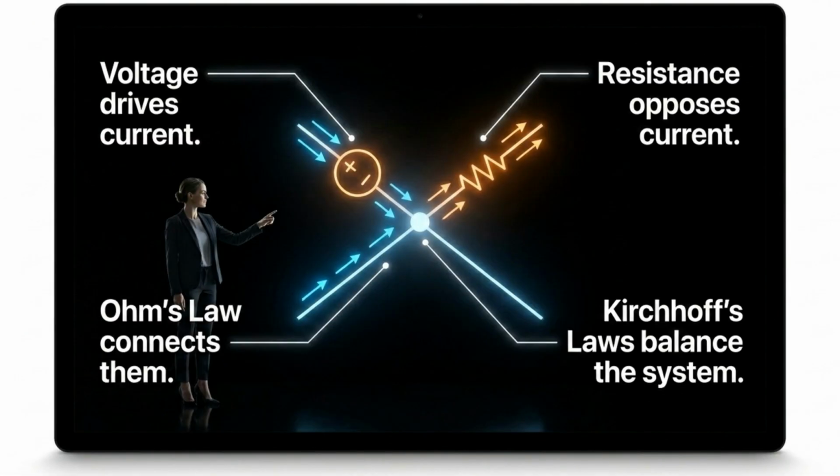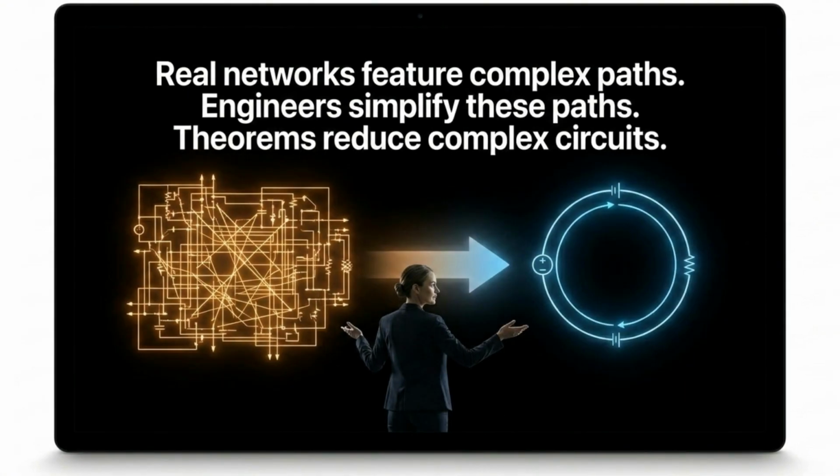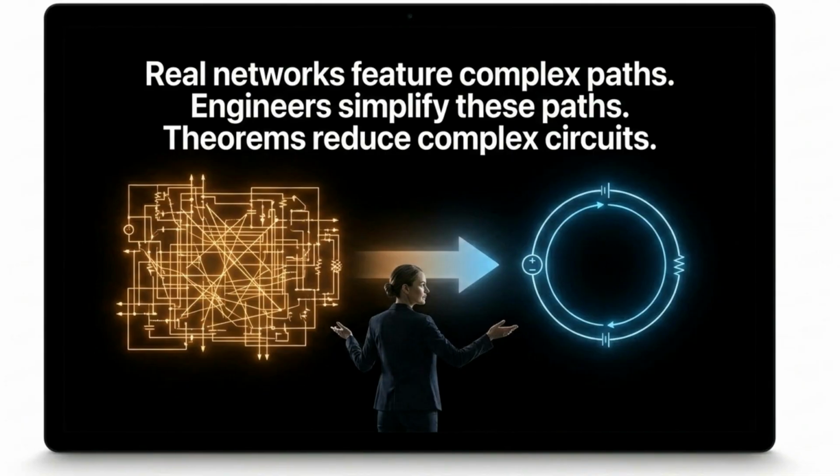Voltage drives current, while resistance opposes it. Ohm's law describes this relationship. Kirchhoff's laws, on the other hand, ensure the system is balanced. Real-world electrical networks often contain complex paths. Engineers use theorems to simplify and reduce these complex circuits into more manageable forms for analysis.